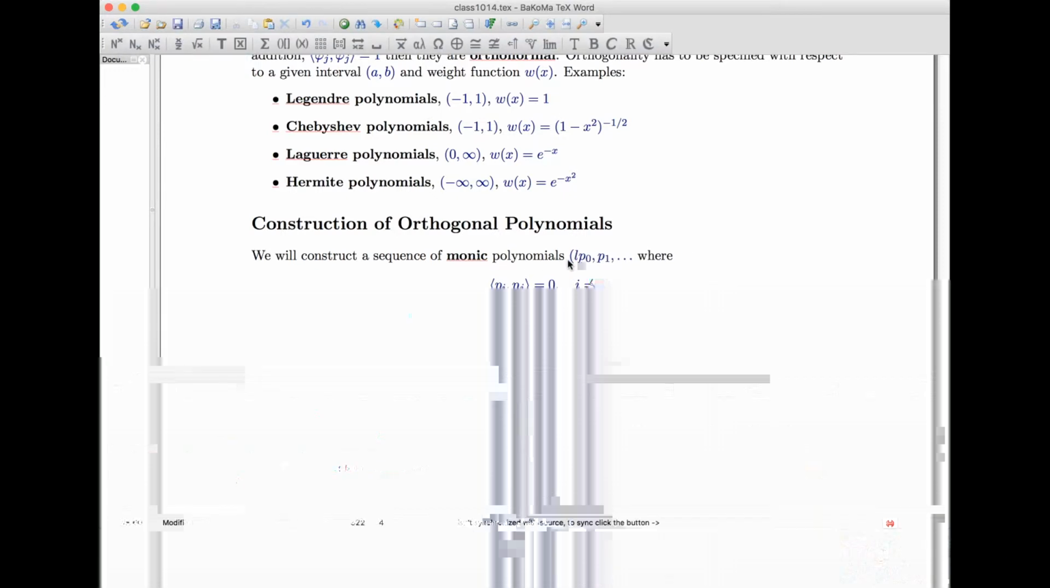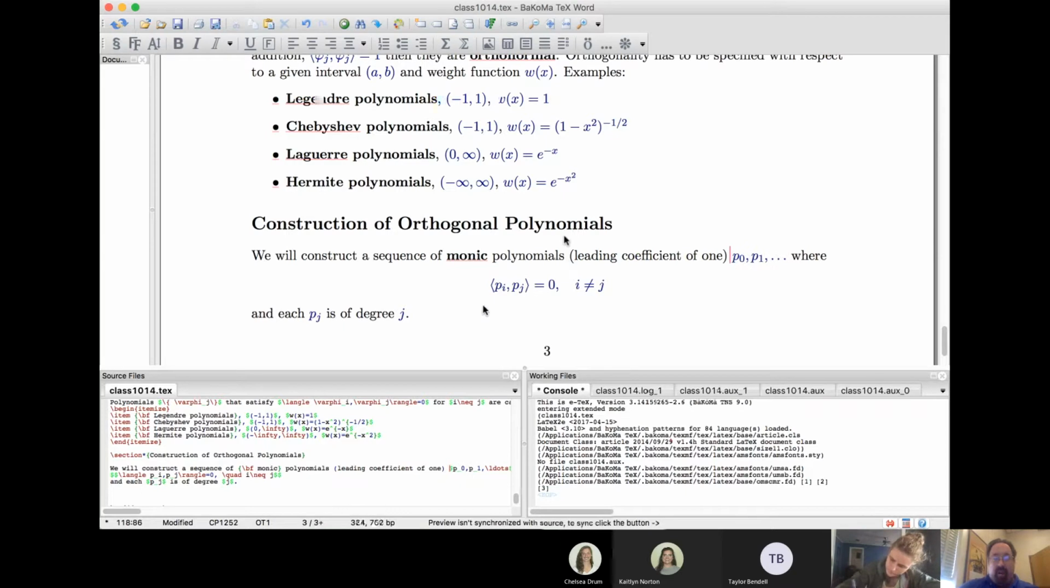A polynomial is monic if the leading coefficient is equal to 1. So there are different ways of normalizing these things. This is a convenient normalization for us because that tells us right away what the first one is. p_0 of x has to be degree 0, so it must be a constant. Because it's also monic, that constant has to be 1. So right away the sequence is at least started.